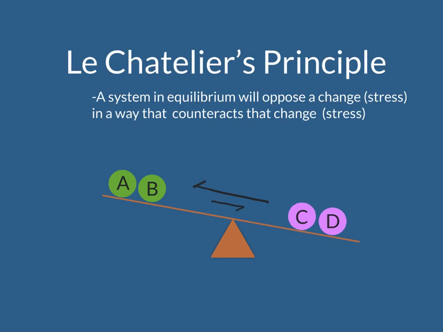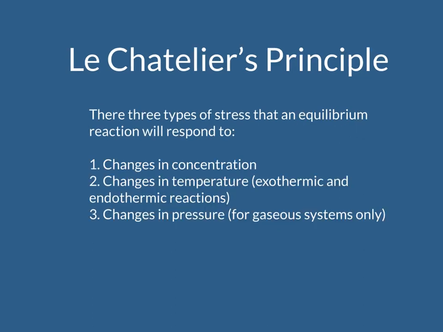Le Chatelier's principle states that a system in equilibrium will oppose a change or a stress in a way that counteracts that change or stress. And there are three main types of stress that we're going to talk about that an equilibrium reaction will respond to. The first one is a change in concentration of either reactants or products once a reaction has reached equilibrium. The second is a change in temperature for exothermic and endothermic reactions. And the third is a change in pressure for gaseous systems only.